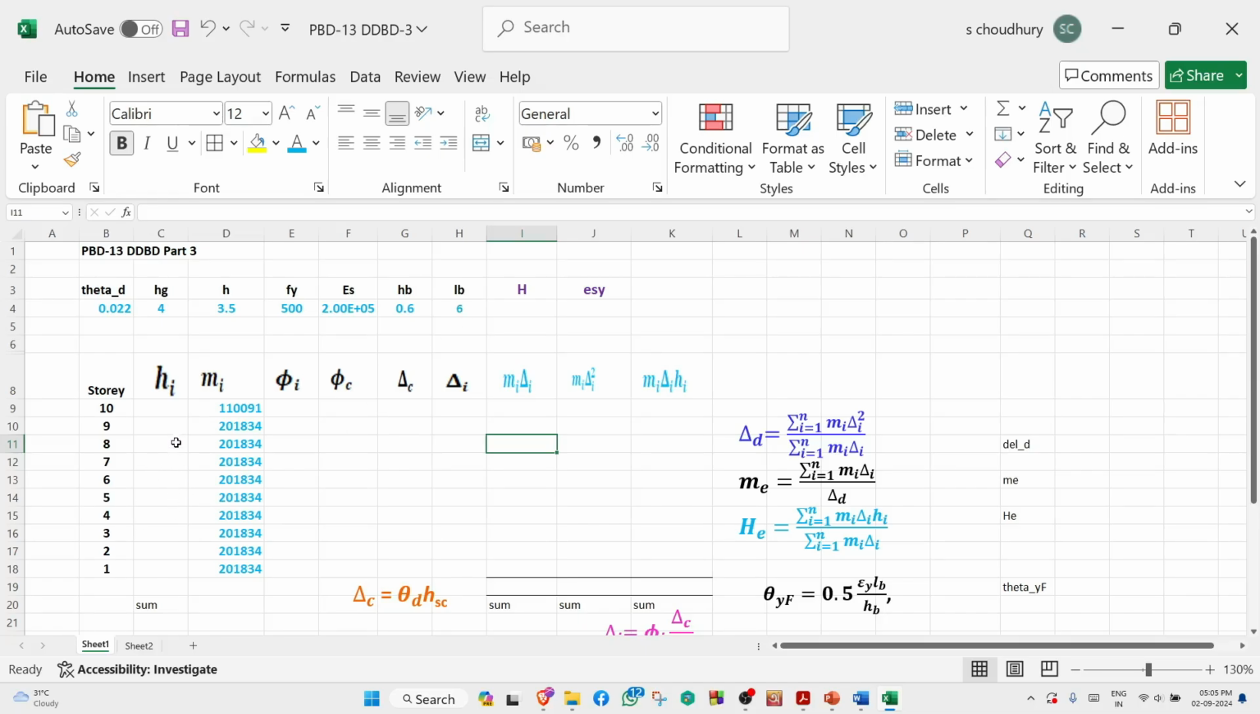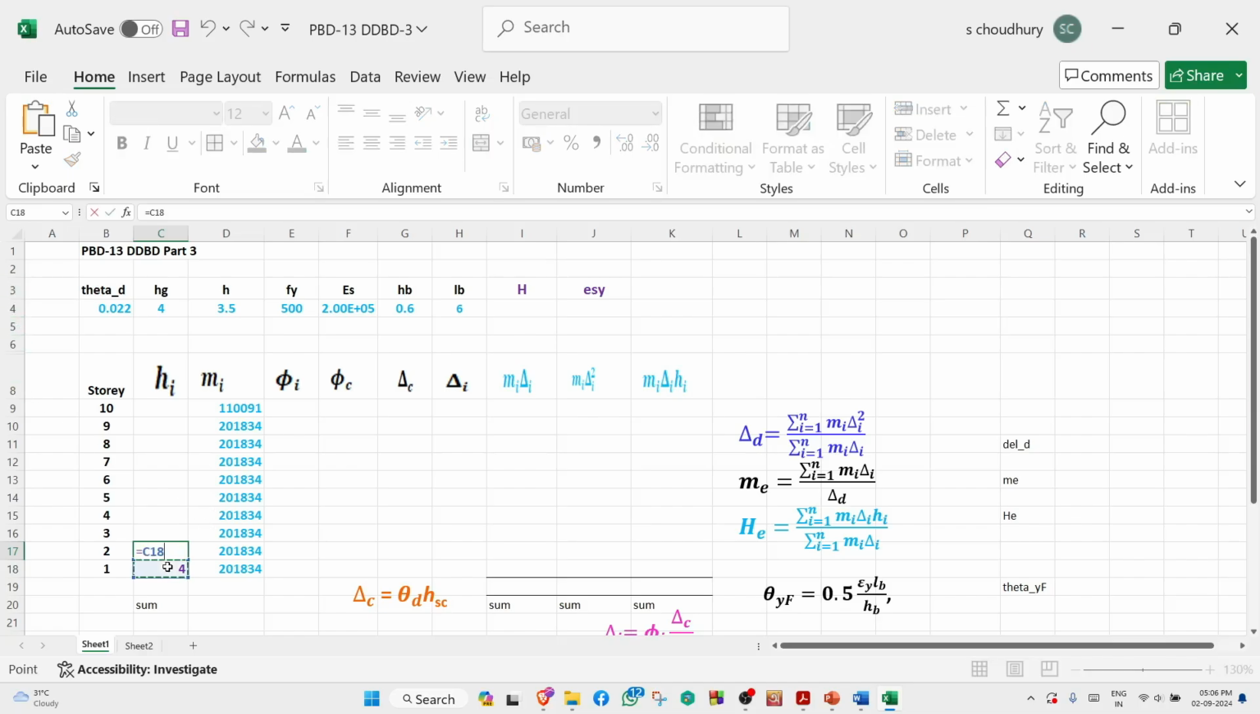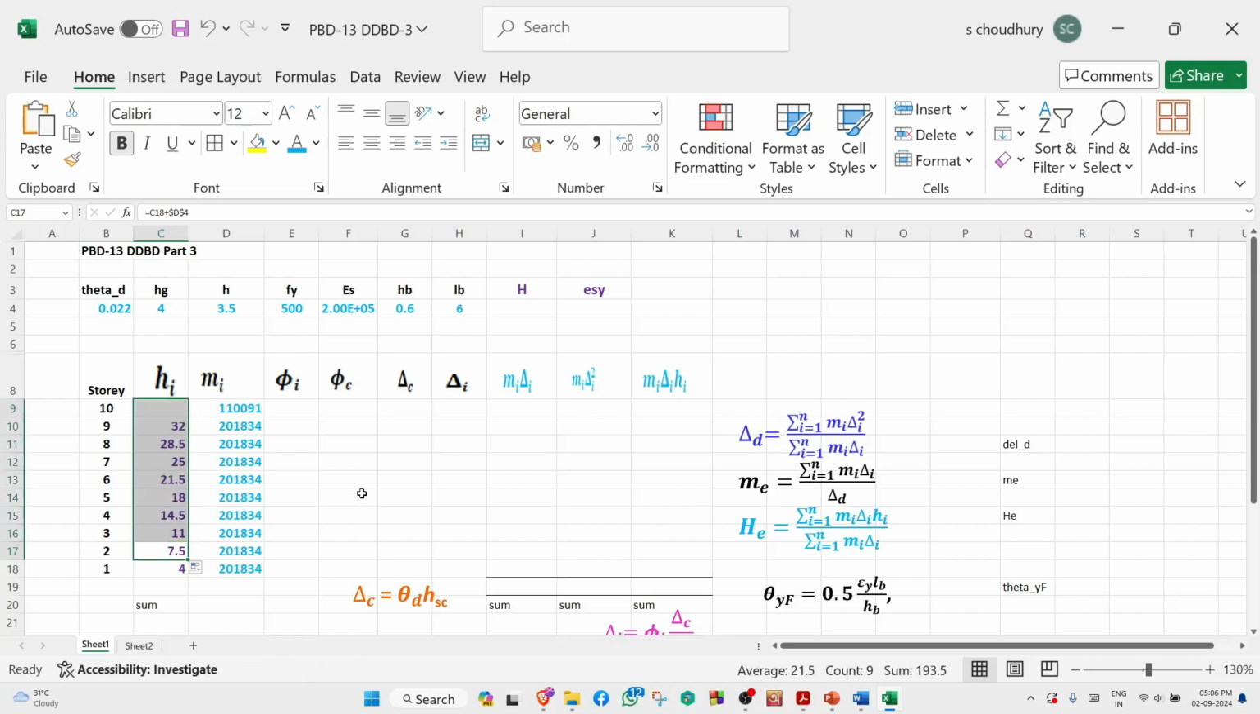And we put these values in the ground level. I have 4 meters, so I put 4 here. And other story heights I'll calculate like this, equal to 4 plus this 3.5. And since it is a constant value, I want to put dollar here. So this is this, and I can drag it to get the other heights. So we have the top floor at the top, 10th is the roof level and 1 is the first floor level. So these are the heights.